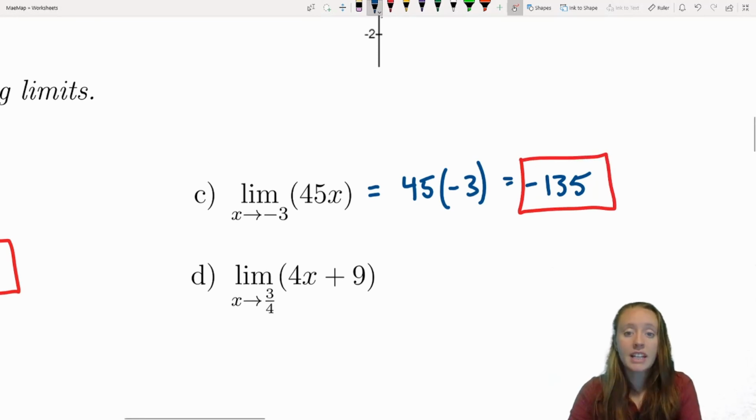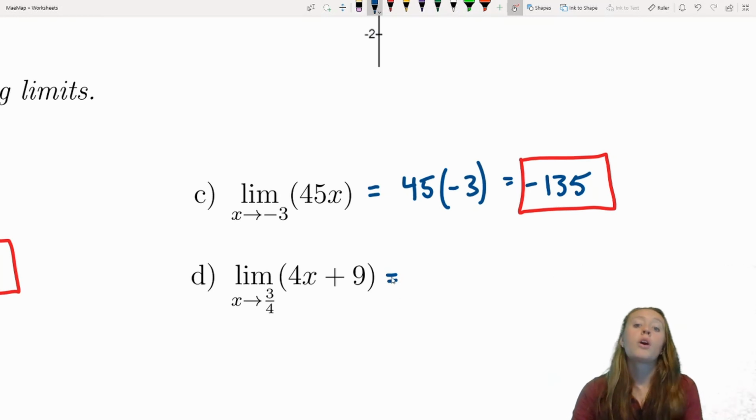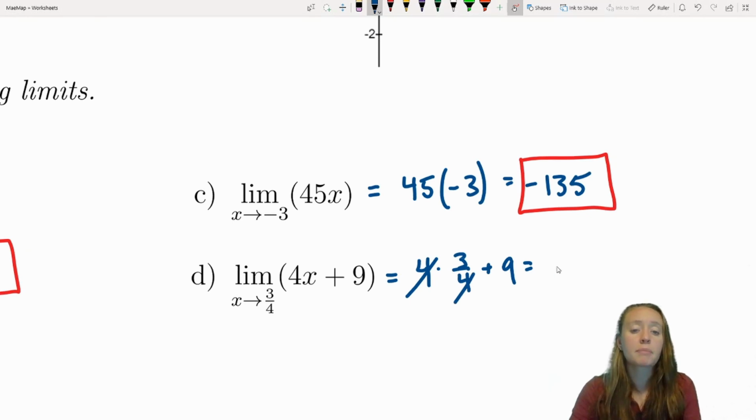And now on to d, again another linear equation, 4x plus 9. We're taking the limit of that function as x approaches 3/4. So I'll take 3/4 and plug it on in for x. So 4 times 3/4 plus 9. You can see that my 4's will cancel out to leave me with 3 plus 9, which is 12. So 12 is my solution in part d of example 1.